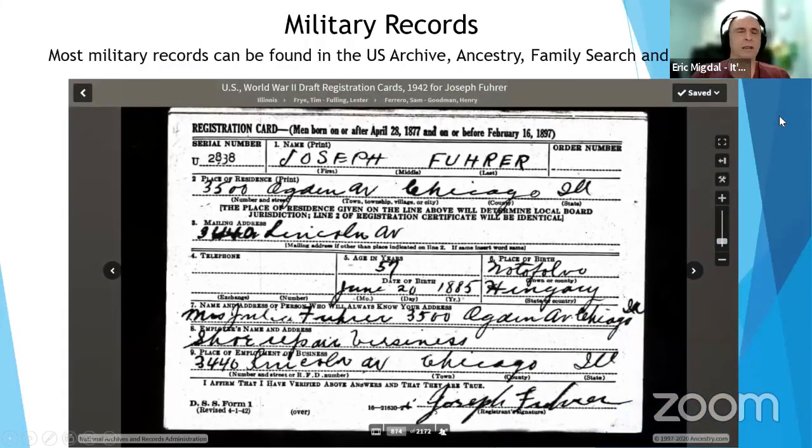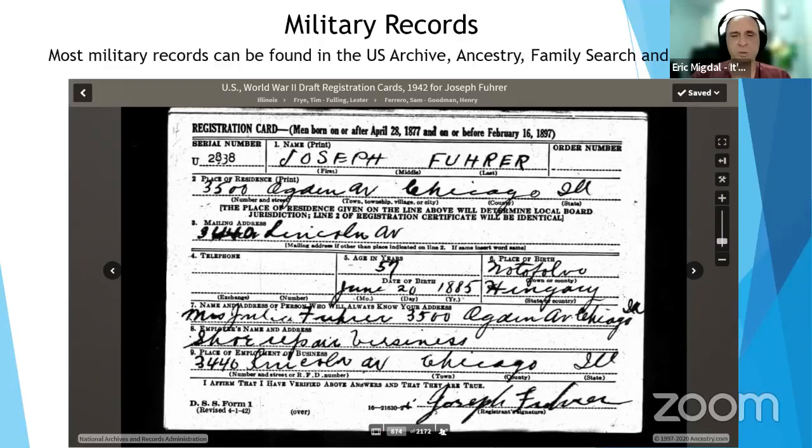Most of the military records that you're going to find out there could be found in the United States Archives, Ancestry, Family Search, and Fold 3. This document is a World War II draft registration card from my maternal grandfather, Joseph Fuhrer. It's showing where he is when this was written in 1942. He's living at 3500 Ogden Avenue in Chicago, Illinois, and has a business at 3440 Lincoln Avenue in Chicago as well. And that he owns a shoe repair business.